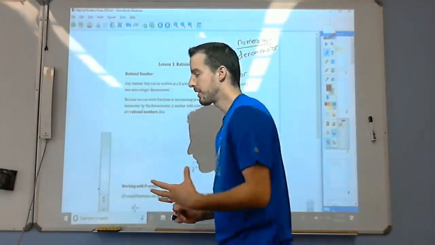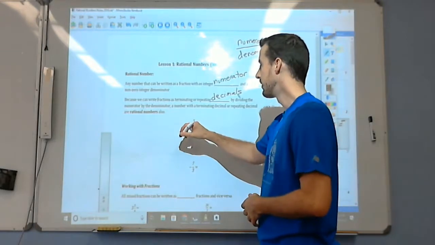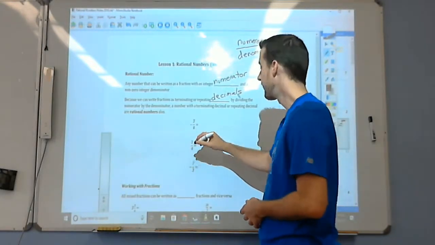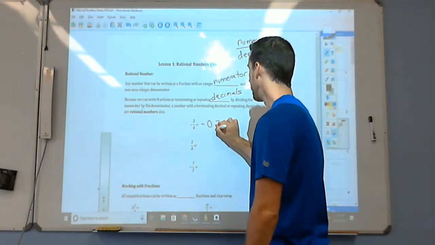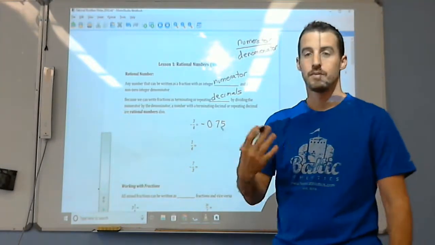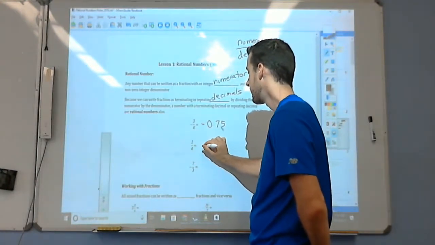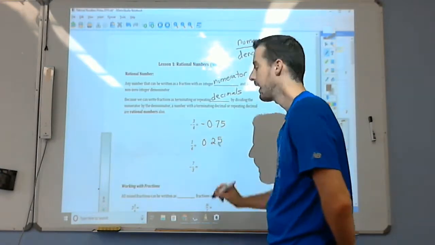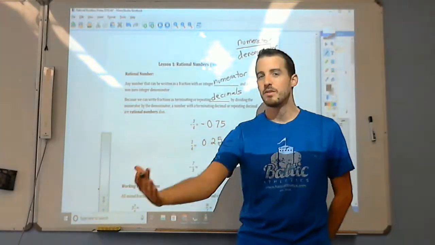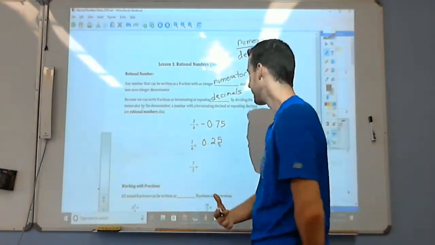Okay, so even things like -3/4, right? If we go -3 divided by 4, we end up with -0.75. Other example would be 1/4, right? If you do 1 divided by 4 in your calculator, you end up with 0.25, okay? You are allowed to use your calculator all semester, and I would highly, highly recommend it, okay?